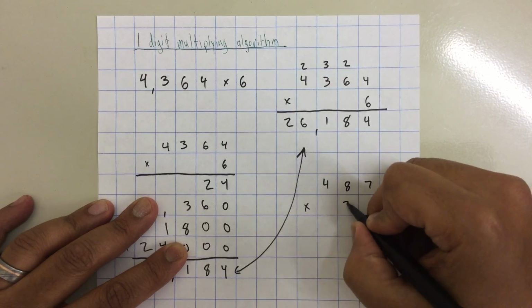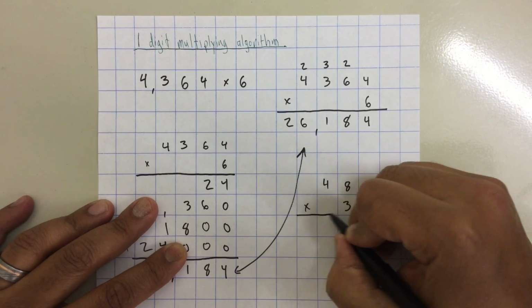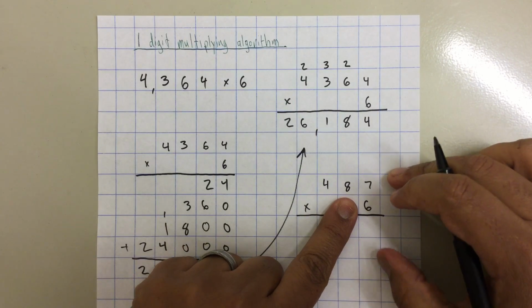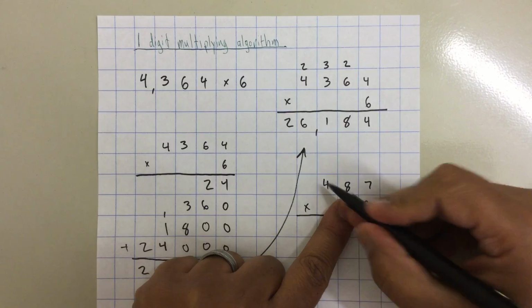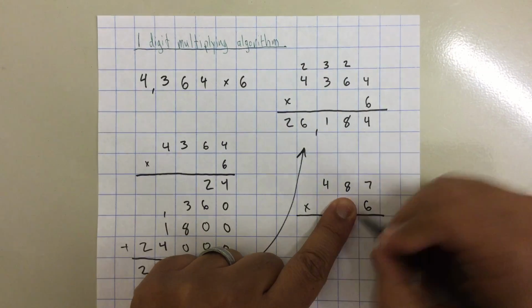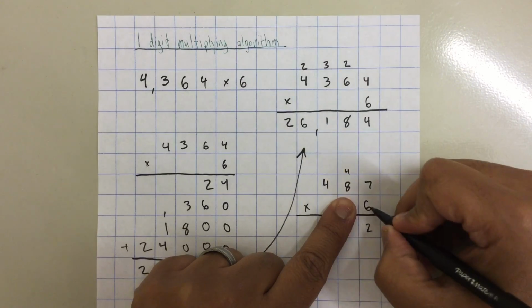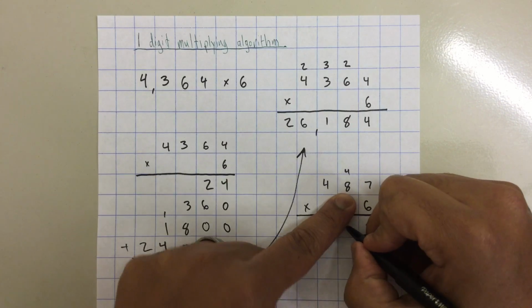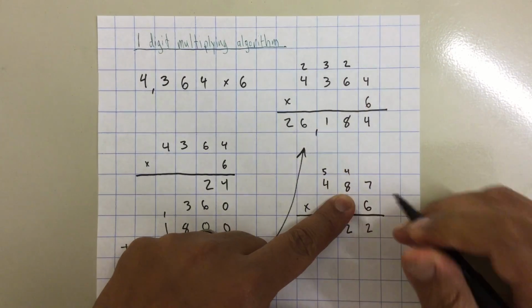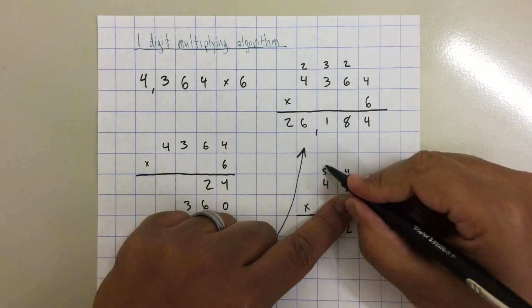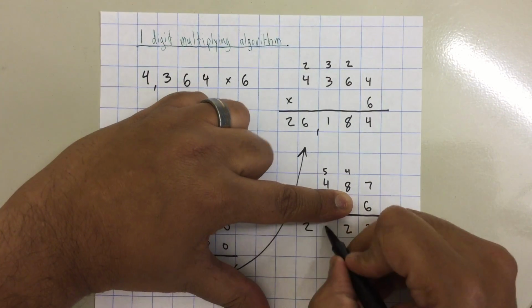so 487 times 36, what I'm going to be teaching the kids to do is pretend that 3 isn't even there, and do the 6 as if it is the only thing there. 6 times 7 is 42. We'll regroup. 6 times 8 is 48 plus 4 is 52. Write down the 2, regroup the 5, and then 4 times 6 is 24, plus the 5 is 29.